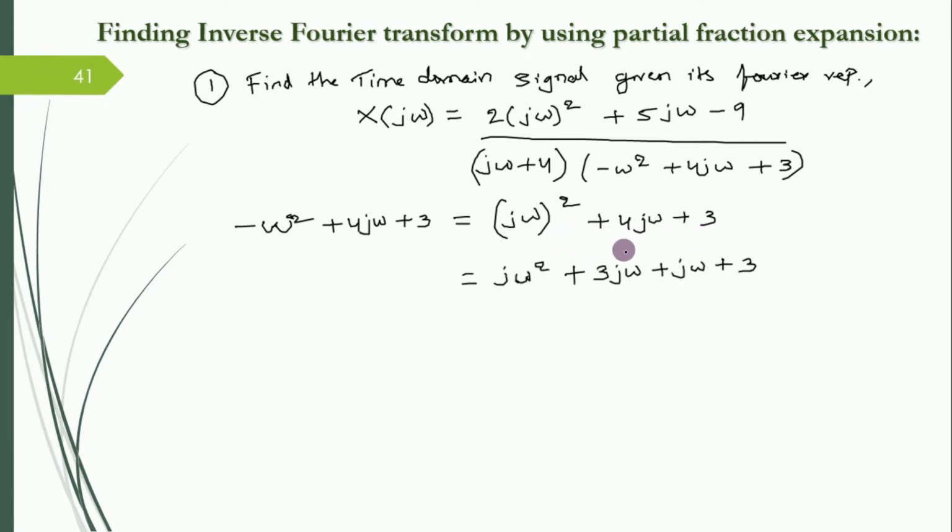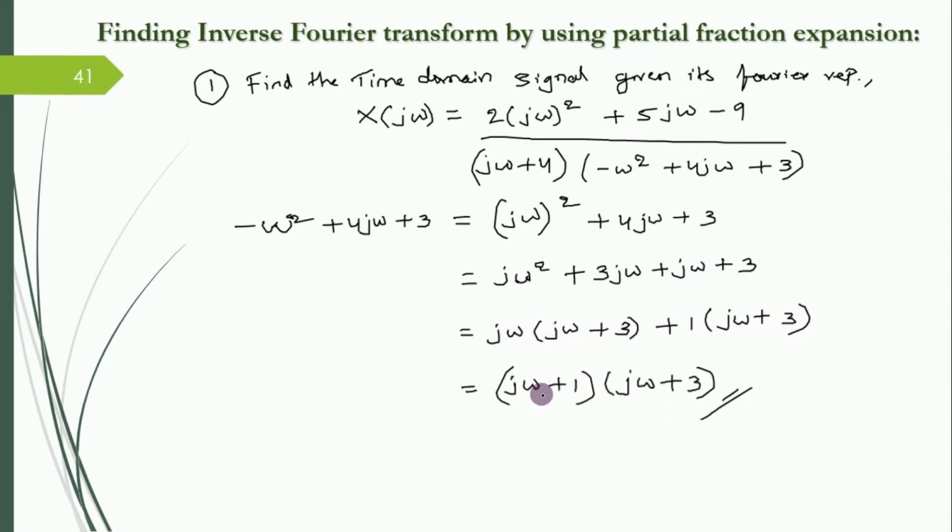Next I have to factorize it. It's very simple to factorize here, so I can directly do it: (j omega) square plus 3 j omega plus 1 j omega, since 3 into 1 is 3 and 3 plus 1 is 4. So I take j omega common here, j omega plus 3, and 1 common here, j omega plus 3. j omega plus 3 is one factor, j omega plus 1 is the other factor. So now we got the three factors of the denominator.